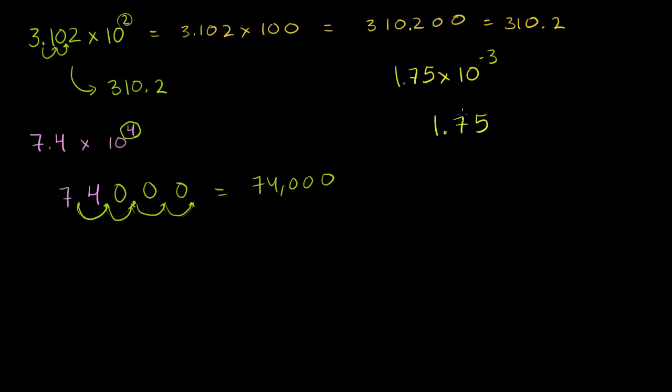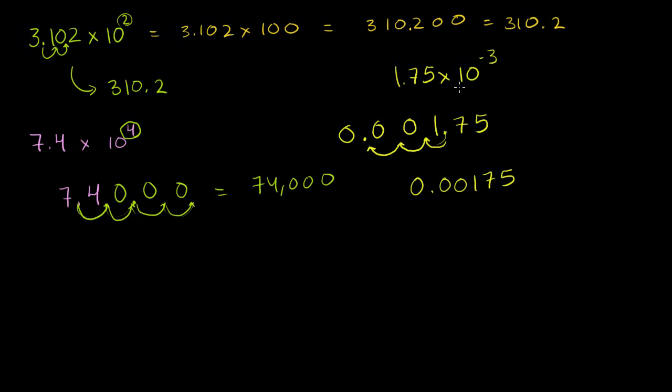So this is 1.75. If you do it times 10 to the negative 1 power, you will go 1 to the left. But if you do times 10 to the negative 2 power, you'll go 2 to the left, and you'd have to put a 0 here. And then if you do times 10 to the negative 3, you'd go 3 to the left. And you would have to add another 0. So you take this decimal and go 1, 2, 3 to the left. So our answer would be 0.00175, which is the same thing as 1.75 times 10 to the negative 3.